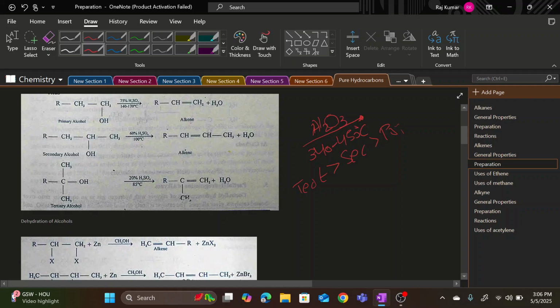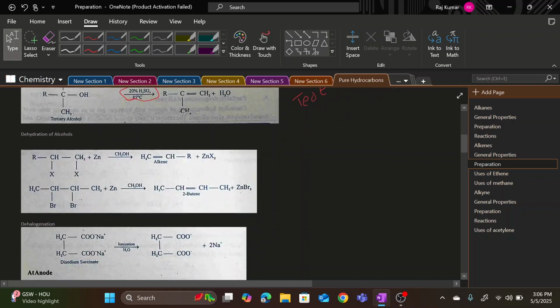So let's take the example of primary alcohol first. Primary alcohol requires 75% concentrated H2SO4 at 140 to 170 centigrade. Secondary alcohol requires 60% H2SO4 at 100 centigrade. Tertiary alcohol requires 20% concentrated H2SO4 at 85 centigrade. Alright.